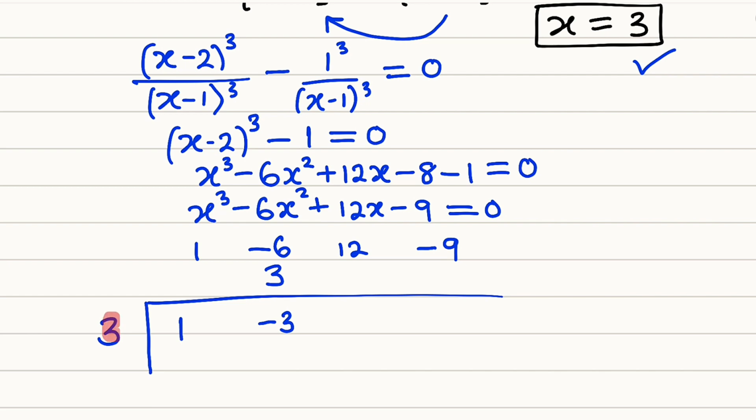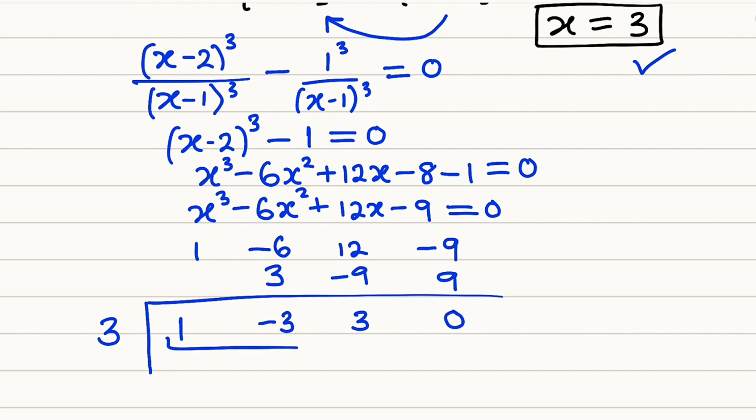We do the same thing. Take this, multiply by this. We have negative 9. We write it under 12. Then we add. 12 plus negative 9 is 3. Again, we take this, you multiply by this, you have 9. You write it under negative 9. If you add, you get 0.